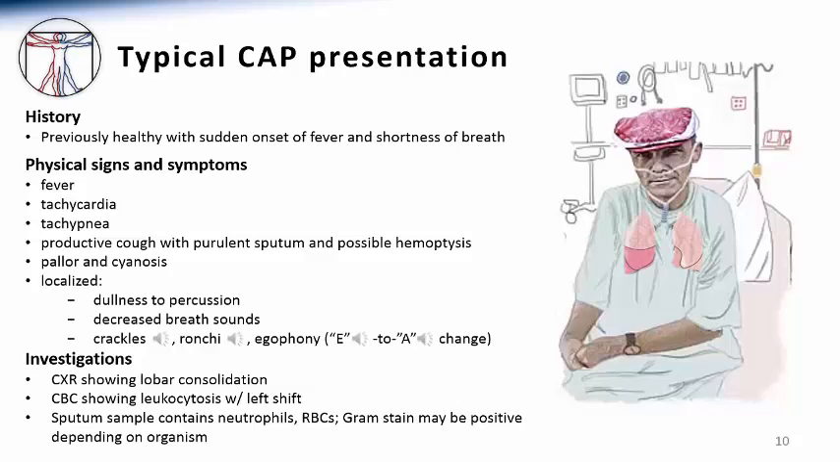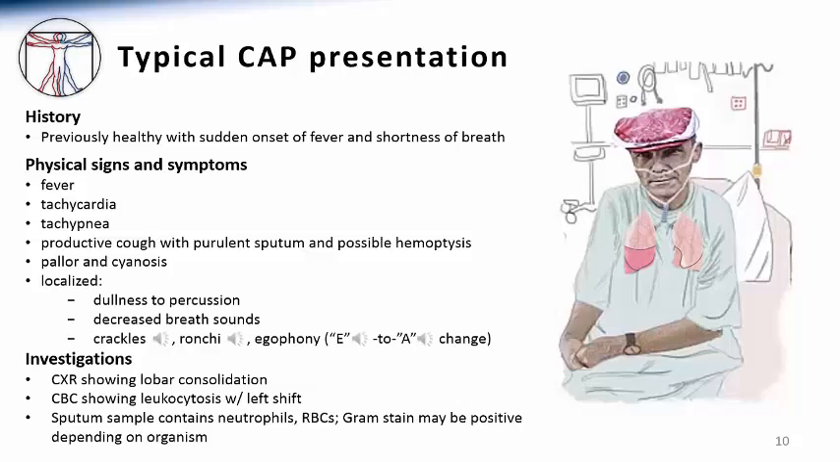Our case patient in this module presented with a typical community-acquired pneumonia. Again, he was previously healthy, and he had many of the physical signs and symptoms that one would associate with this acute illness, including fevers, rapid breathing and rapid heart rate, and a productive cough with purulent sputum.